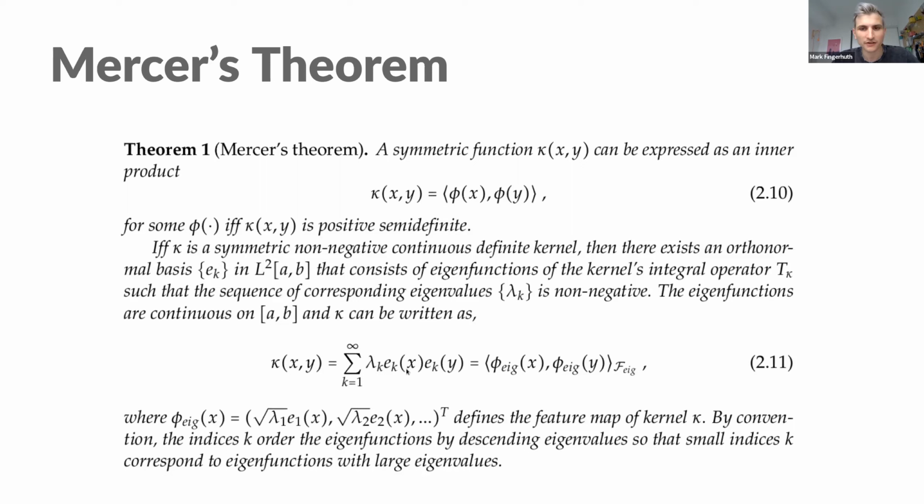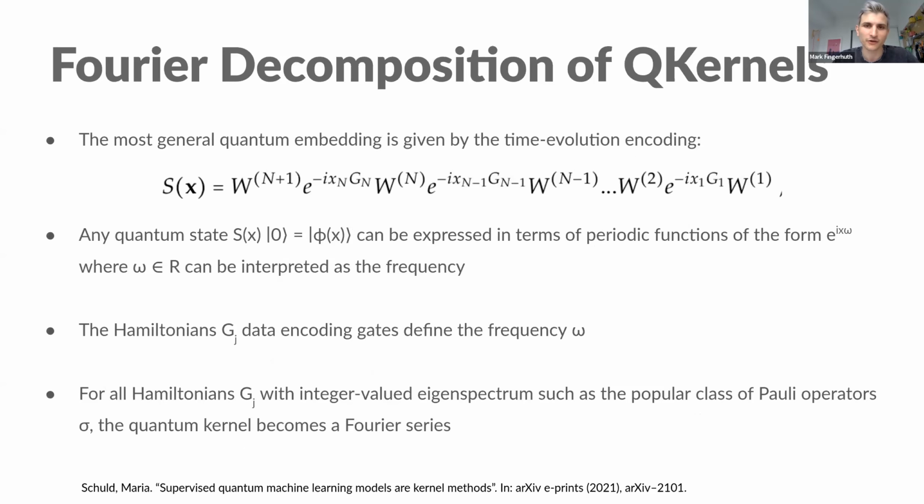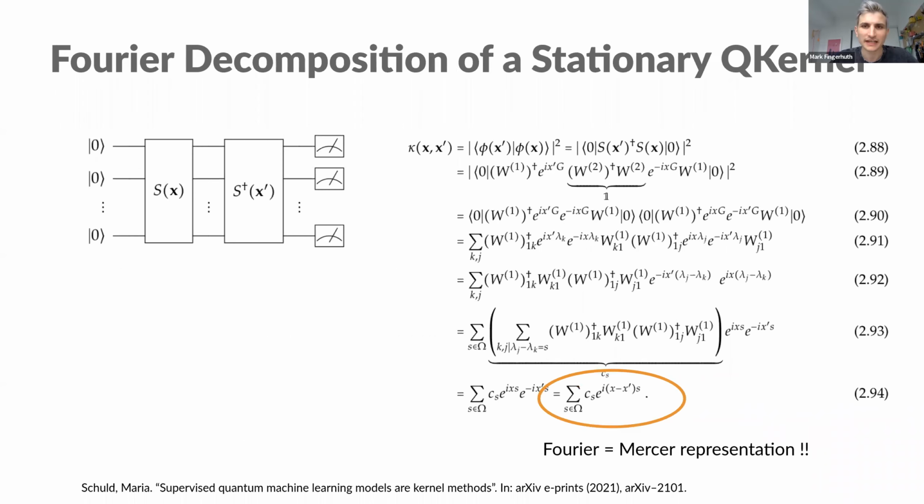And so a big part of my thesis was essentially deriving the Mercer representations of different types of kernels, because once we can write down our kernel in this Mercer representation, we can say a lot about its properties. And so let me skip ahead and give you an example.